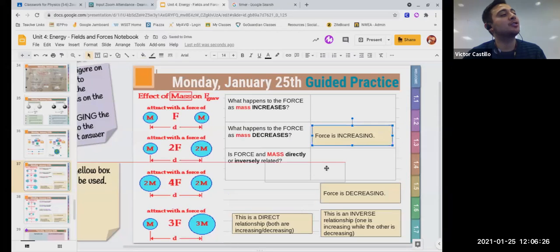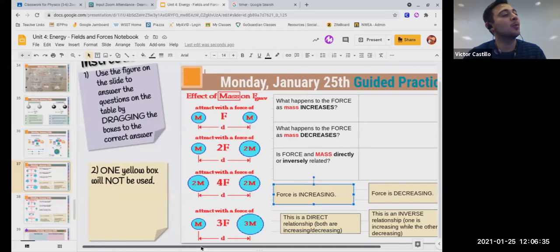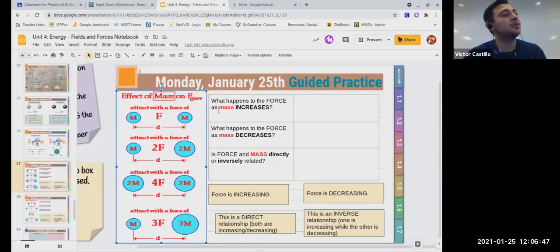As you can see, there are three questions, but there are four yellow boxes. That means one yellow box will not be used, okay? So you only have to answer those three questions using three of the boxes. Once again, use the figure to answer the three questions by dragging the yellow box to the correct answer.